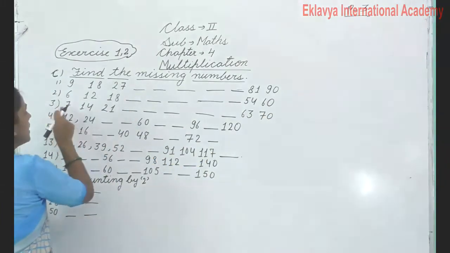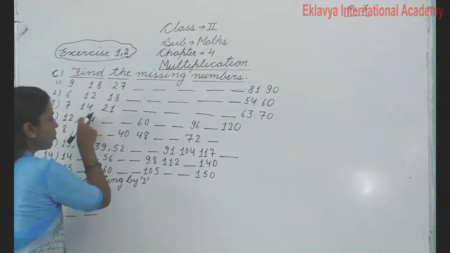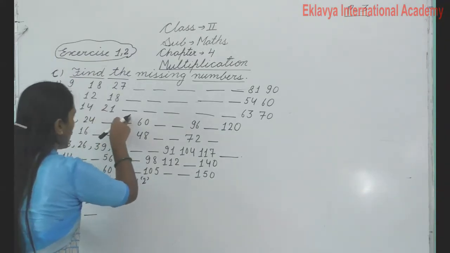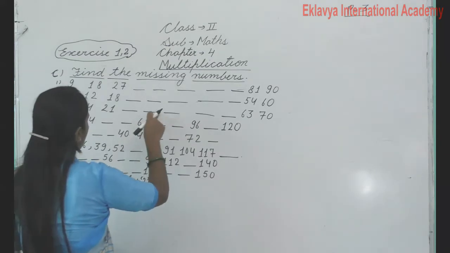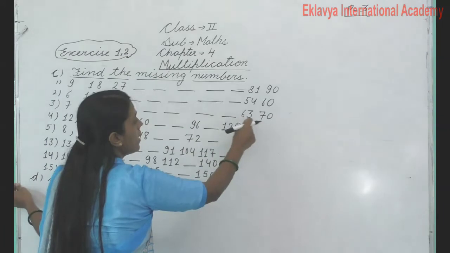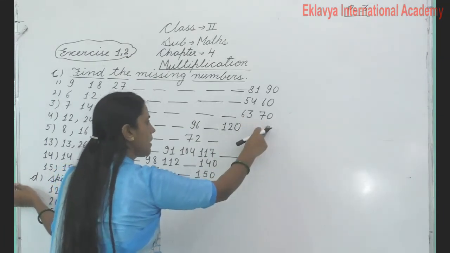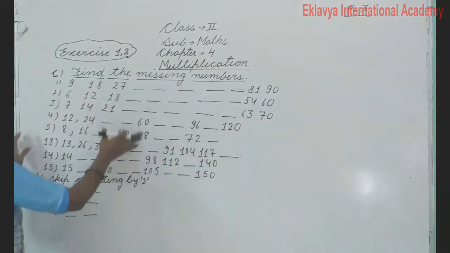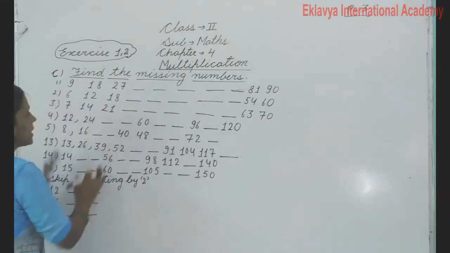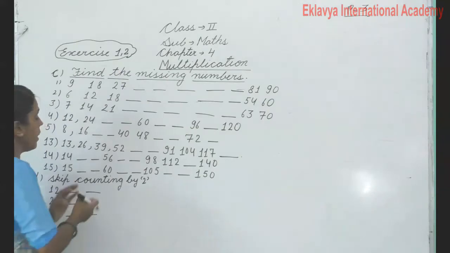And the third one is 7 1 ja 7, 7 2 ja 14, 7 3 ja 21, 7 4 ja 28, 7 5 ja 35, 7 6 ja 42, 7 7 ja 49, 7 8 ja 56, 7 9 ja 63, 7 10 ja 70. Students, you have to complete all the questions. See, like this table. Okay.